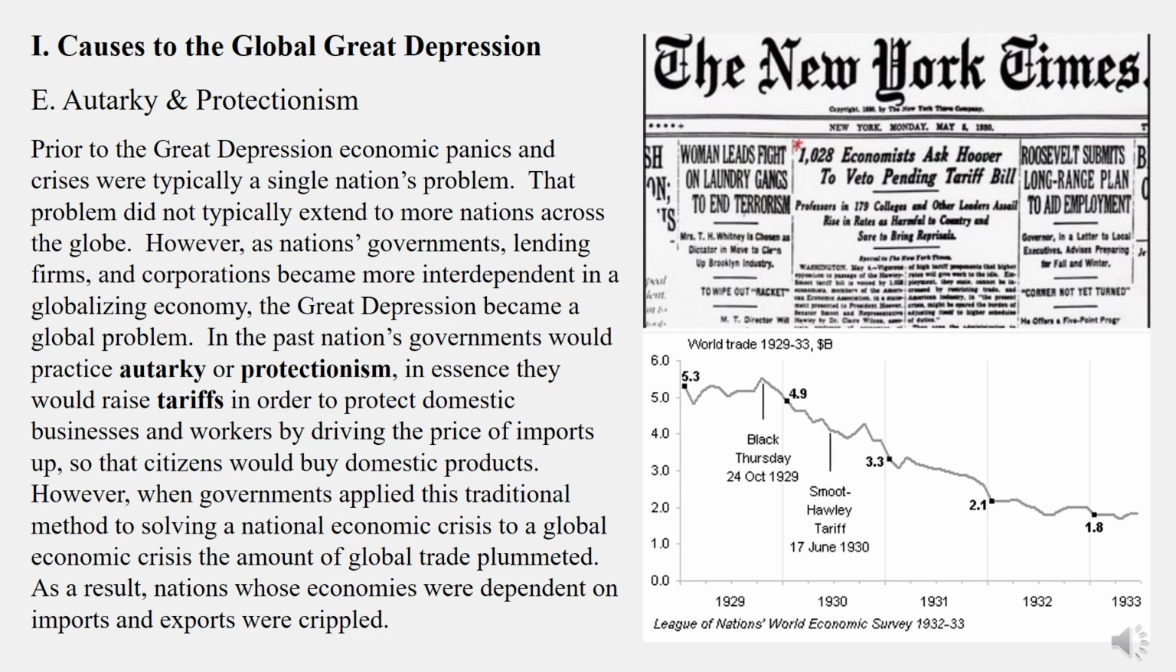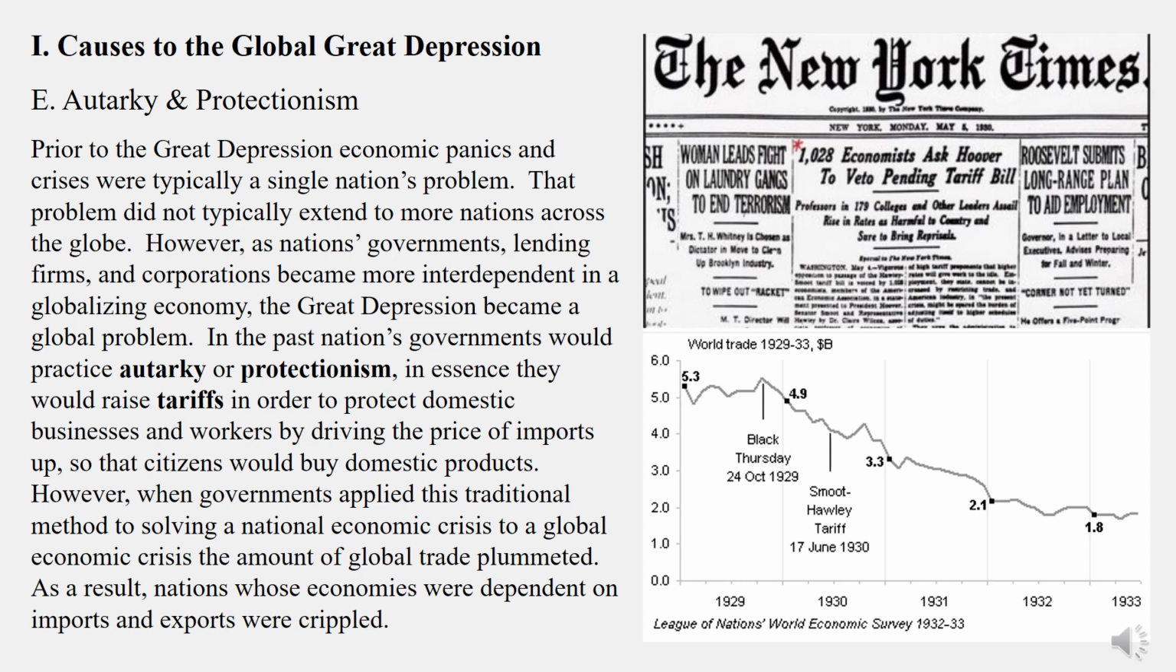This slide focuses on how some nations' governments' immediate reactions actually worsened the Great Depression and caused it to become a more globalized experience. Prior to the Great Depression, economic panics and crises were typically a single nation's problem. That problem did not typically extend to more nations across the globe. However, as nations' governments, lending firms, and corporations became more interdependent in a globalizing economy, the Great Depression became a global problem.